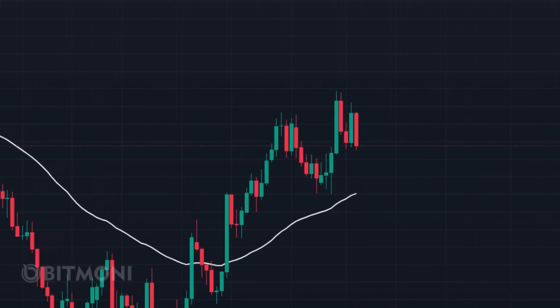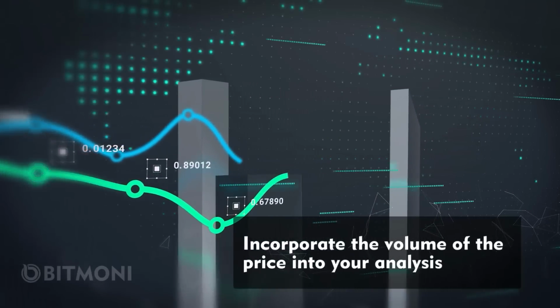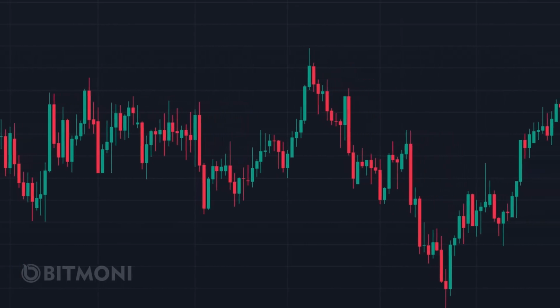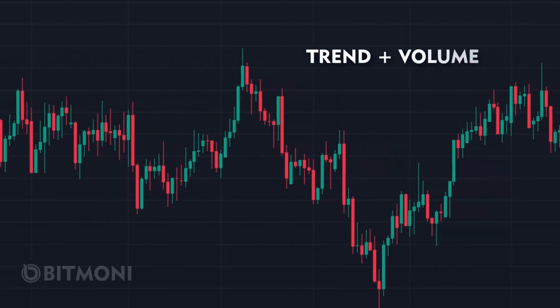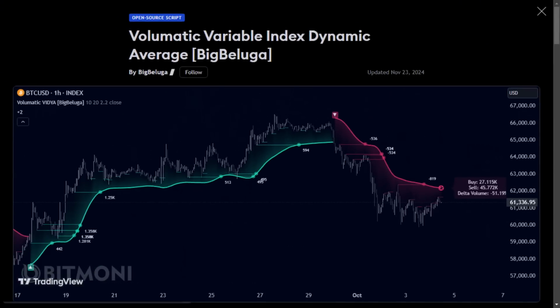But how can we avoid this? Well, one effective method is to incorporate the volume of the price into your analysis. To do that, you would need a trend indicator that can seamlessly blend both trend and volume into one cohesive system. And this is where the Volumatic VIDYA indicator comes into play.